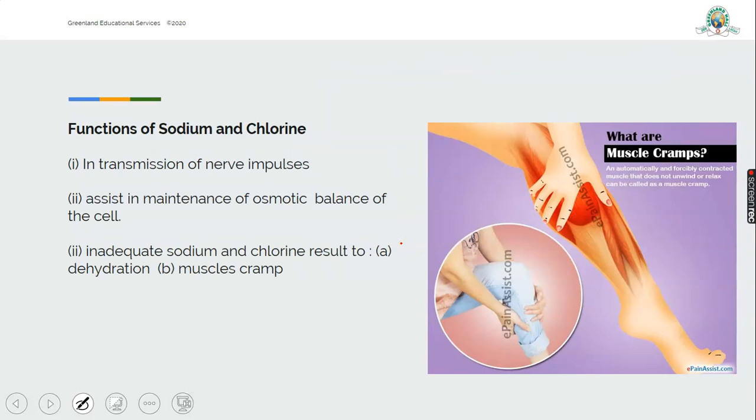Sodium and chlorine, very, very important. It is necessary for the transmission of nerve impulses. It also assists us in the maintenance of what? Osmotic balance in the cell. Osmotic balance means the pH, water balance, pH. Inadequate sodium and chlorine will result in what we call muscle cramp. The picture there is showing that man with muscle cramp. And when you have that, then it can be terrifying. I was a victim sometimes.